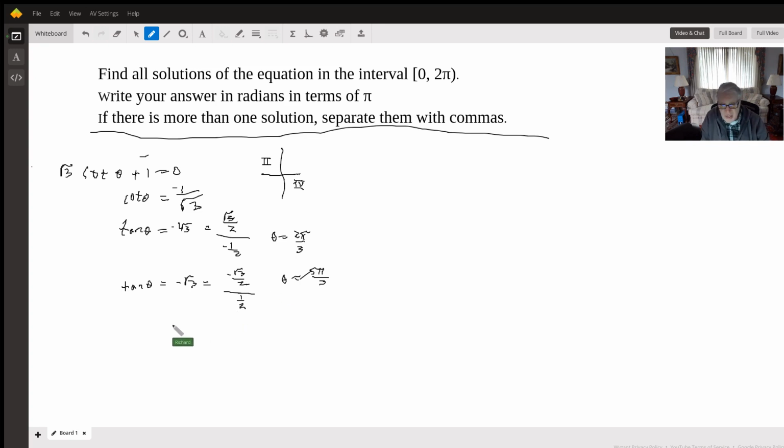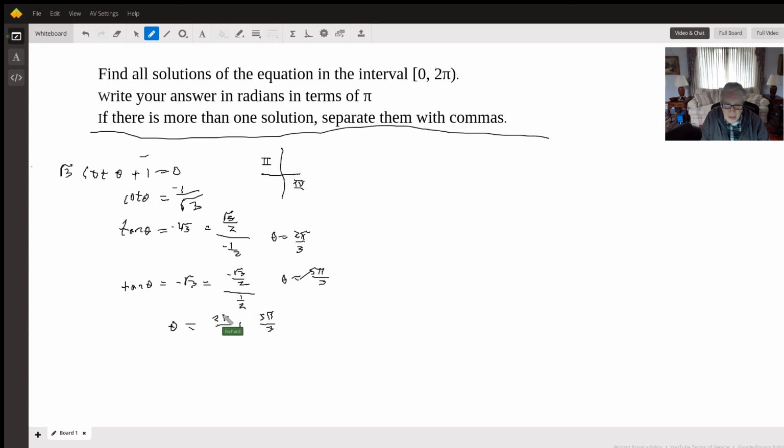So our answers are theta equals 2 pi over 3, comma, 5 pi over 3. That's a crazy pi over there. Fix that.